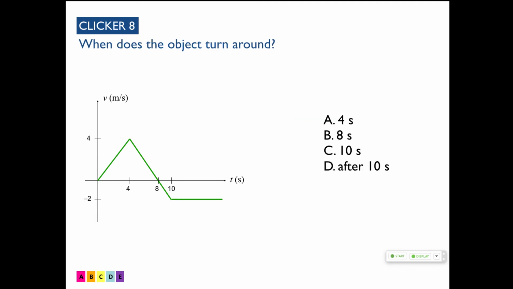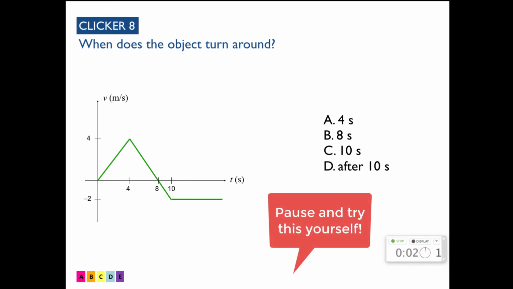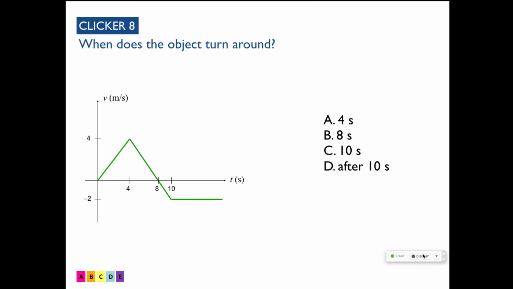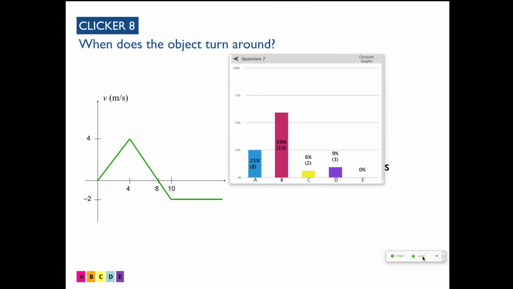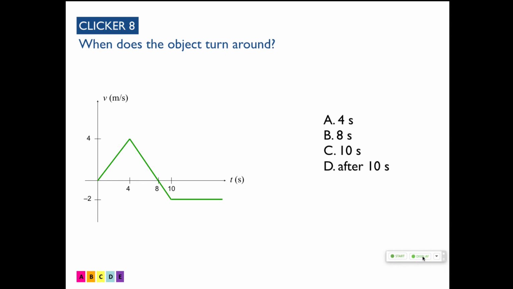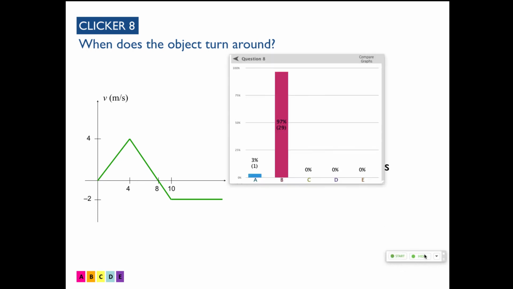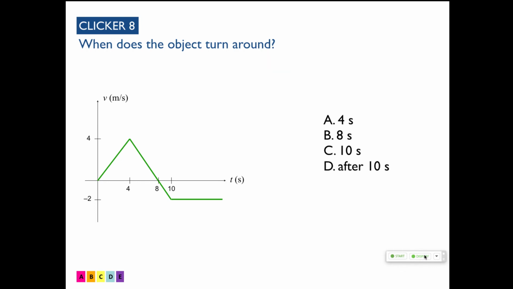And then when does the object turn around? Although, since I acted it out, I guess this will be great. Okay, we're mostly thinking B. Please discuss, we'll vote again. Better. Okay, so how do we know at what speed things turn around? 0. Okay, so if B is 0, if the velocity is 0, that means you're either stopped or you're turning around. So that would be at 8 seconds.